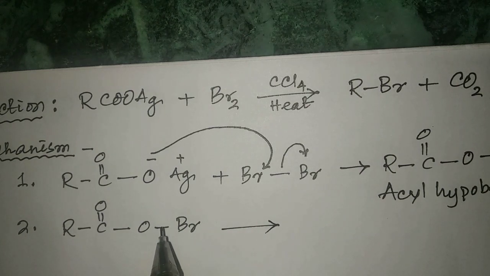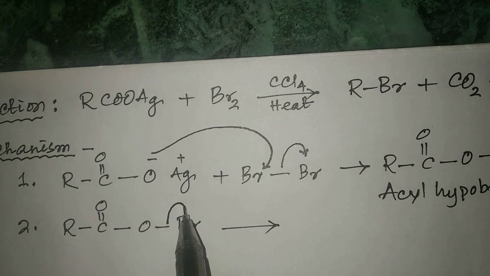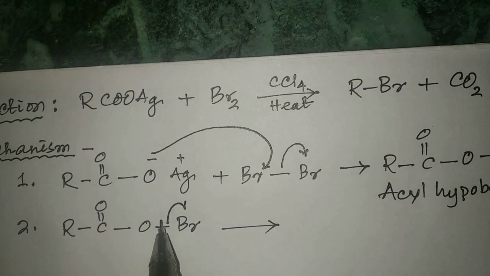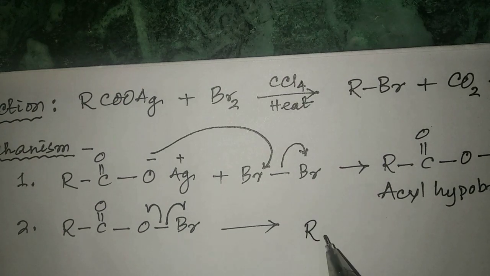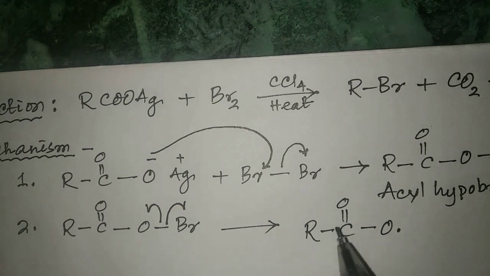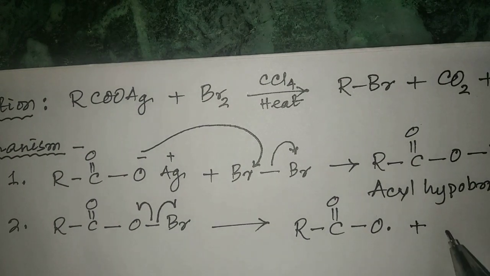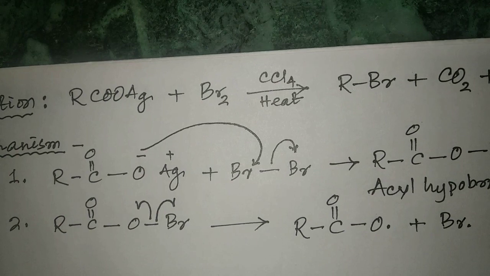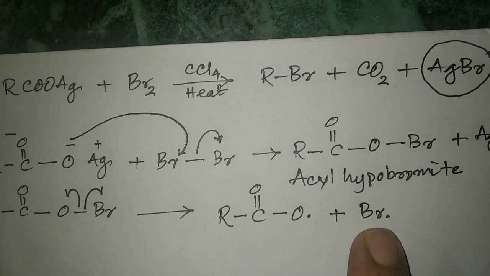When this mixture is heated and the heating process is continued, this bond will be cleaved homolytically, such that one electron will lie over the bromine and another electron over the oxygen. In this way we will get two free radicals. One is the acyloxy free radical, this is your acyl group with one oxygen along with it, plus another free radical, that is bromine. So in this step, we are getting two free radicals: the acyloxy free radical and the bromine free radical.